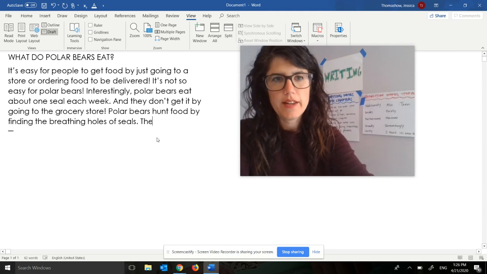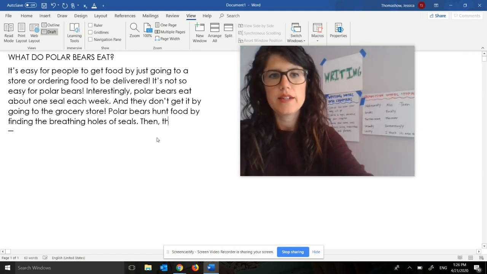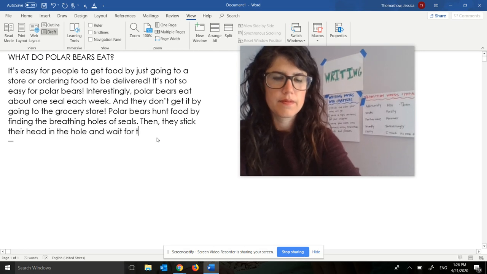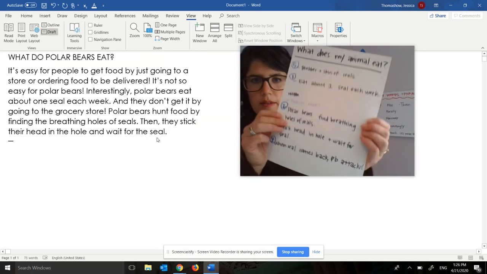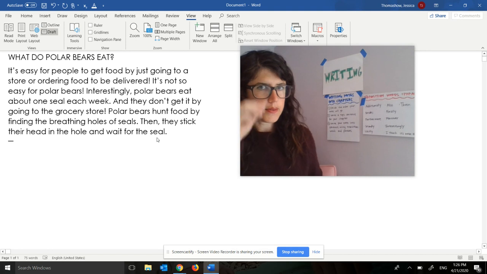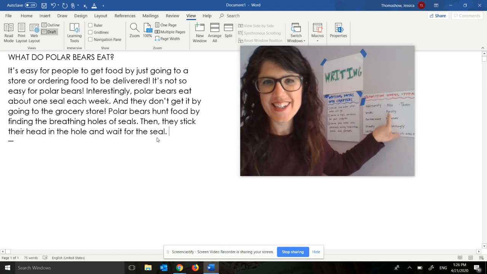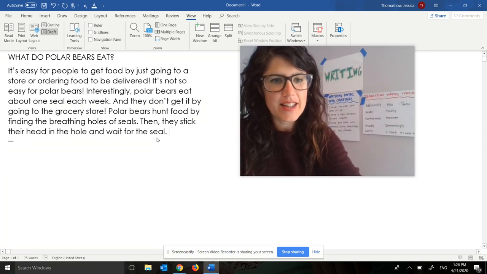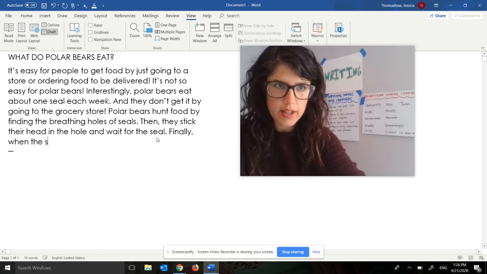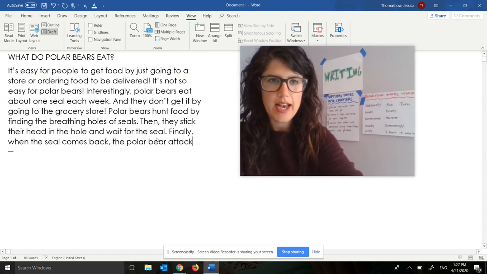Okay, so I'm going to write then and look back at my note. They stick their head in the hole and wait for the seal. Okay, my next note says, when seal comes back, polar bear attacks. So now I'm going to go back to my transition words again. There was one that I was thinking, finally. I'm going to use the word finally. Then they stick their head in the hole and wait for the seal. Finally, now I'm going to look at my note to see what to write. When the seal comes back, the polar bear attacks.